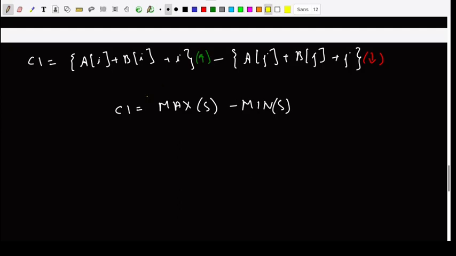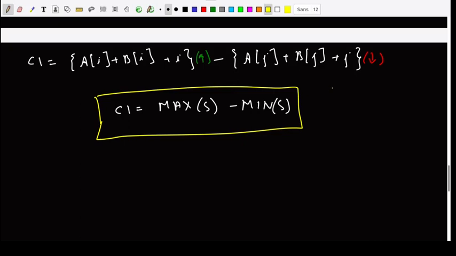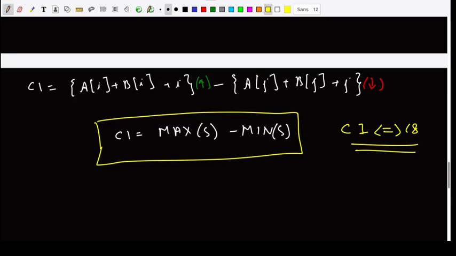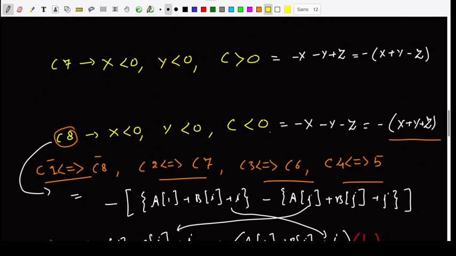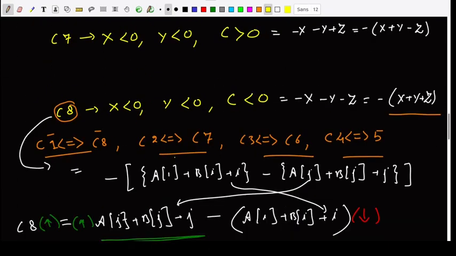Hence we can safely say that C1 is equivalent to C8, right? C1 is equivalent to C8. Okay, I hope that makes sense. And similarly, we can say that case 2 is equivalent to case 7, case 3 is equivalent to case 6, and case 4 is equivalent to case 5.